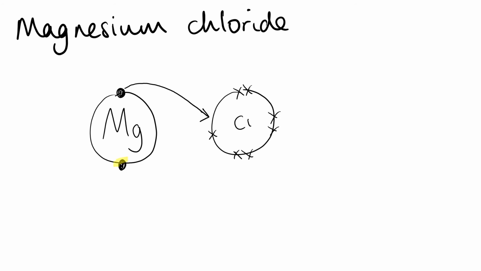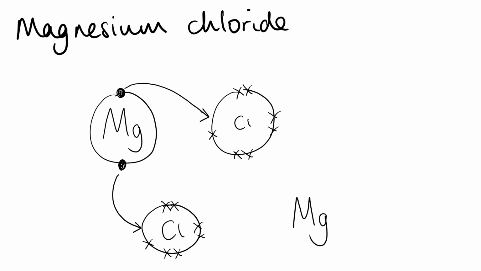But we've still got an electron on magnesium that needs to be lost in order for magnesium to have a full outer shell. Now the only place that magnesium can give that electron to would be another chlorine, because in magnesium chloride the only elements present are magnesium and chlorine. So we need another chlorine for the second electron to be given to. And this means that the formula of magnesium chloride would be MgCl2.